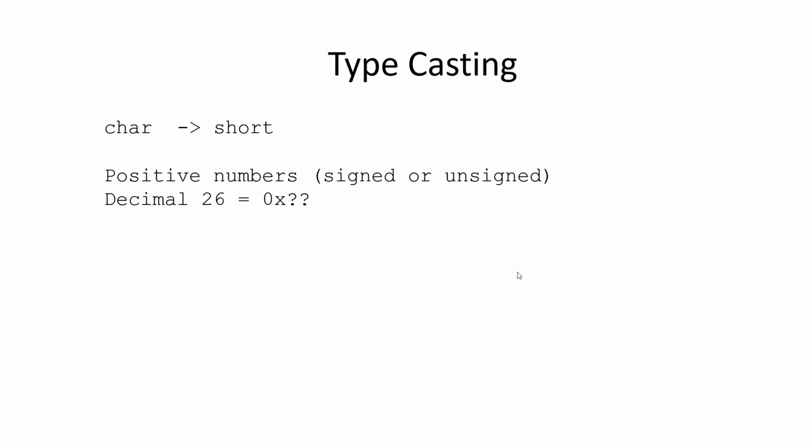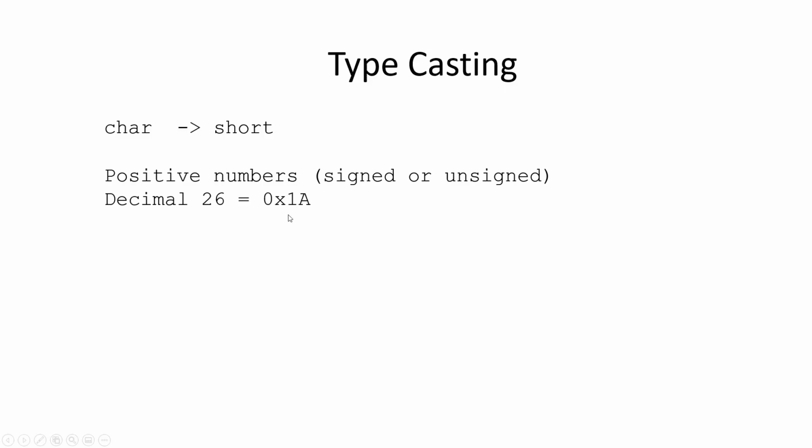All right, so let's take a look at an example of just going from a char data type to a short. Okay, first of all, let's take a look at positive numbers. And these could either be signed or unsigned. They have the same bit pattern in C. And for my example, I'm going to do decimal number 26. So as a review, guys, pause the video, figure out what this is in hexadecimal, and I'll reveal the answer in 3, 2, 1.